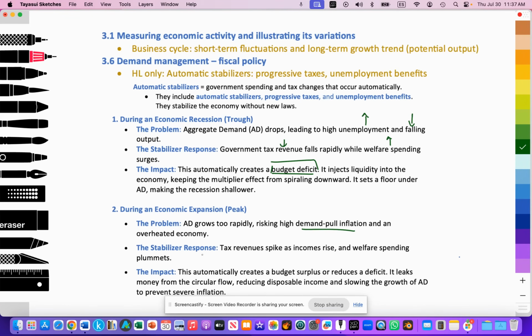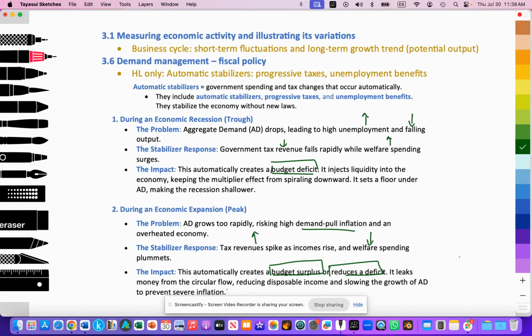The stabilizer kicks in, tax revenue spikes, households generate more income, so the government is going to collect more income tax revenue, and welfare spending on unemployment benefits will fall. That might reduce the budget deficit, maybe even create a budget surplus where governments can pay down public debt. The impact: this automatically creates a budget surplus, depending on the country, or at least reduces the budget deficit.